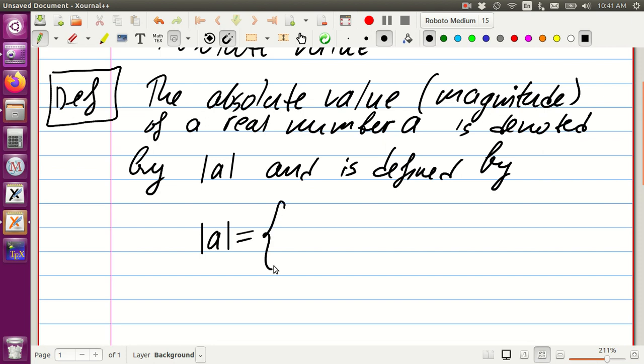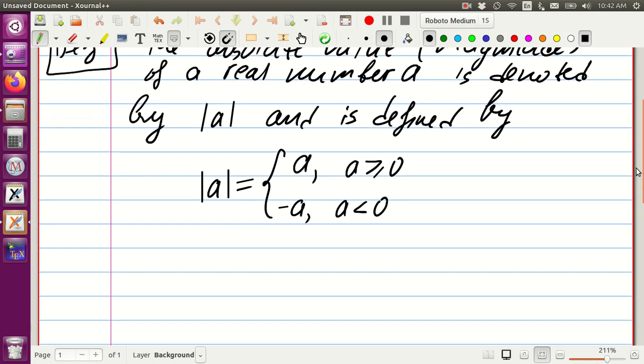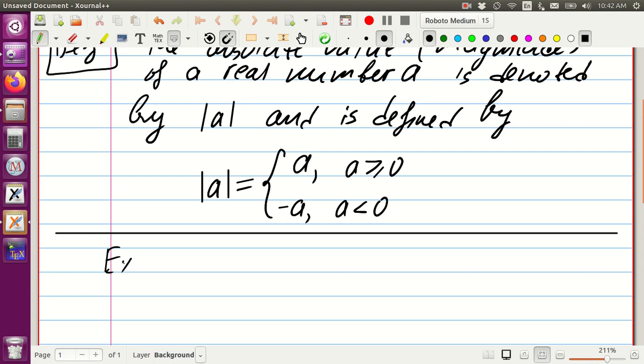bit easier this semester. So we're going to call an absolute value of A to be A if A is greater or equal than 0, and we're going to call it negative A if A is less than 0. Alright, so this is a straightforward definition, a little bit unusual at first, but when you get used to it, it will work nicely. So let's do a few examples to understand how it works.